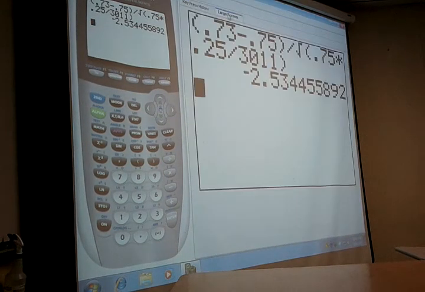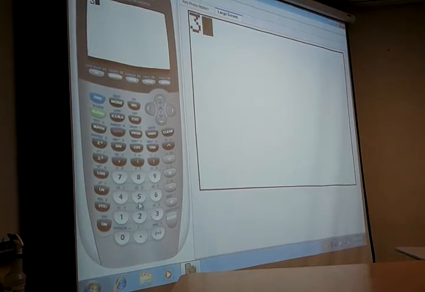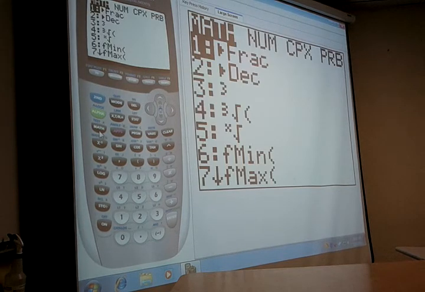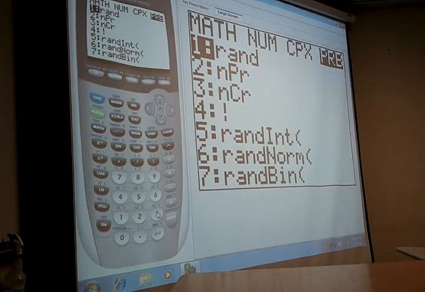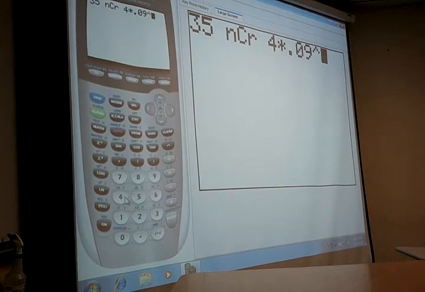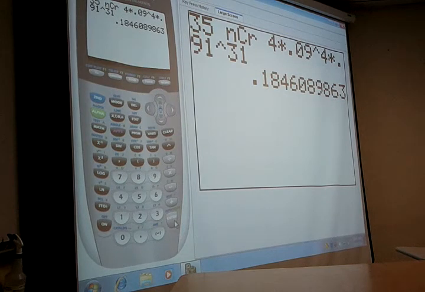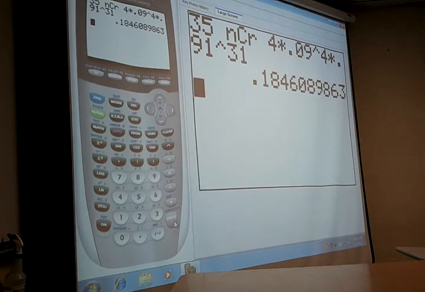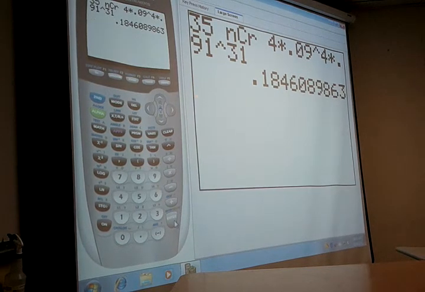To do it the way it is up here, I would put in 35, math, probability, number 3 for choose, 35 choose 4 people. So I want 9% to the 4th for those 4 people, and then the rest to the rest. Okay, so I get 0.1846. It's not a bad idea to put probabilities in 4 decimals, because we should be used to it coming off the z-score chart with 4 decimal places. Now let's double check it with binomial PDF.